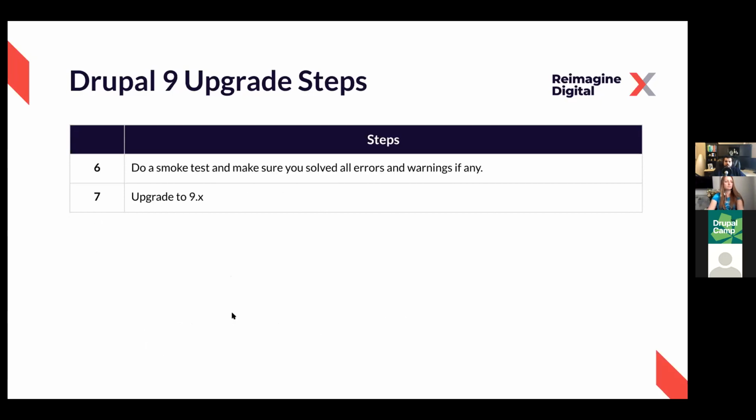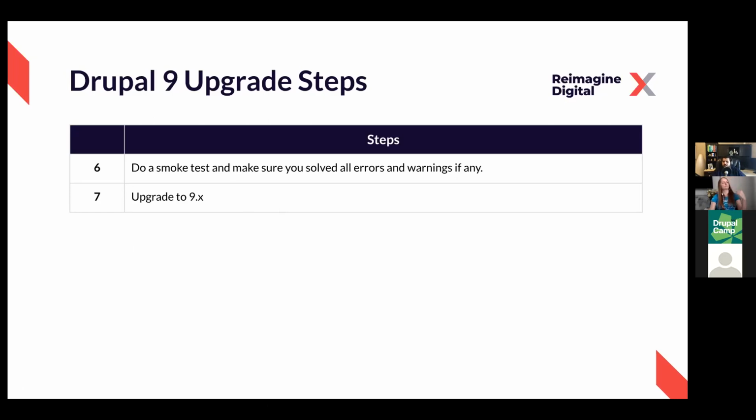After finishing the first 5 steps, you will need to do a smoke test and make sure that you solve all errors, all warnings. You checked that you don't have any deprecated code. You have replaced all the deprecated code you have. Then you are ready to have a smooth upgrade to Drupal 9.